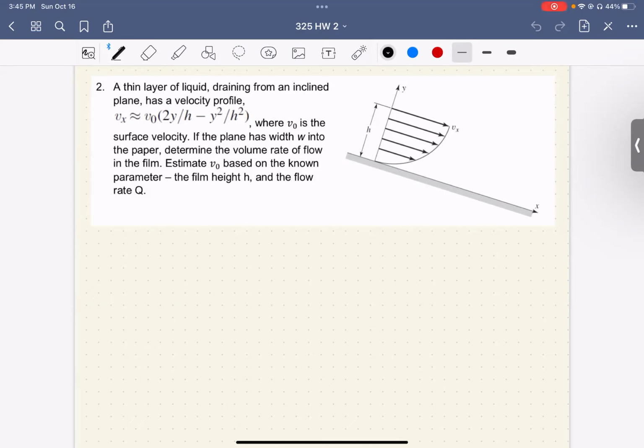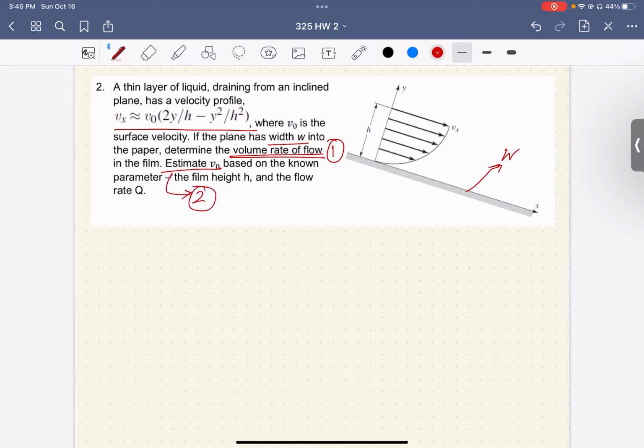It says there is a thin layer of liquid draining from an inclined plane, and it has a velocity profile that we're given right here. V0 is the surface velocity. If the plane has width W into the paper, determine the volume rate of flow in the film. That's one thing we need to determine. The second thing is to estimate V0.